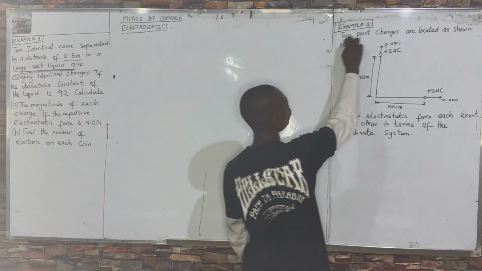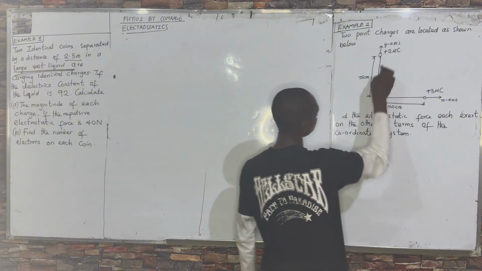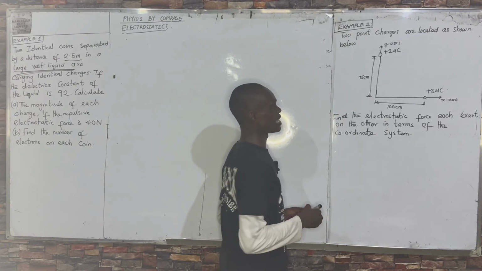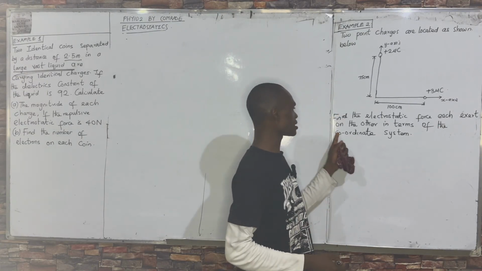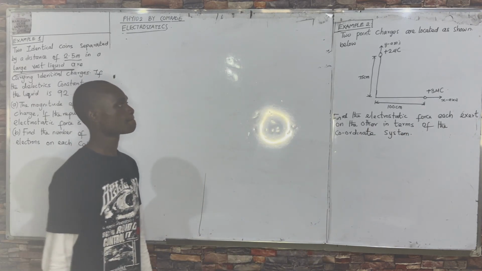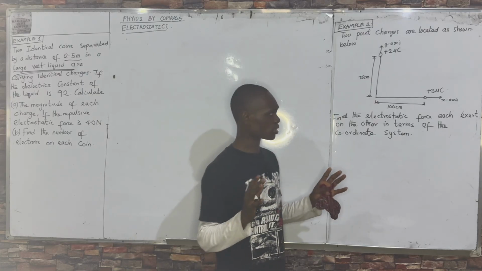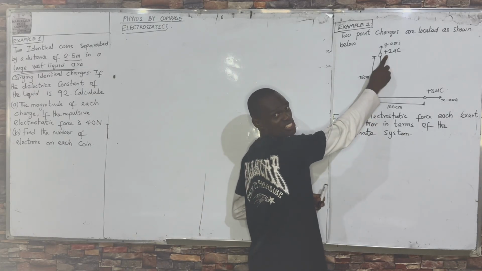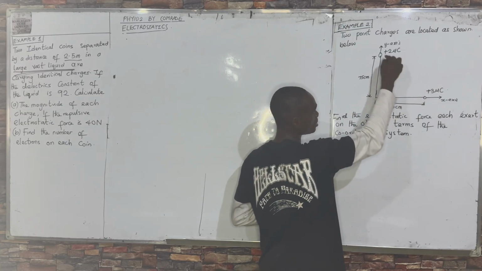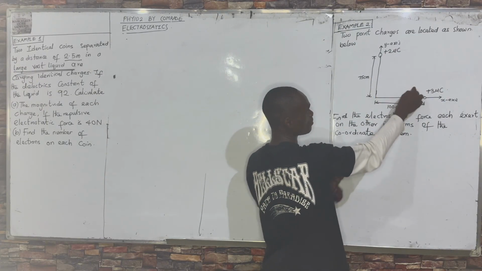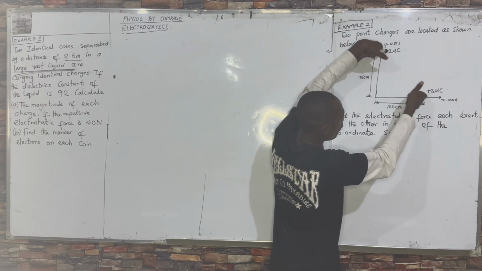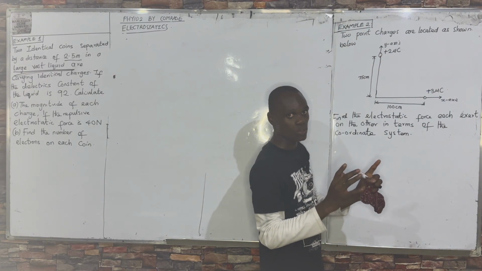Second example: two point charges are located as shown above. So this is a charge, this is a charge. Now we are told to find the electrostatic force exerted on the other in terms of the coordinate system. Now look at something. There is a charge here and there is a charge here. Notice both charges are positively charged. What will happen? Will it be an attractive force or a repulsive force? Definitely repulsive.